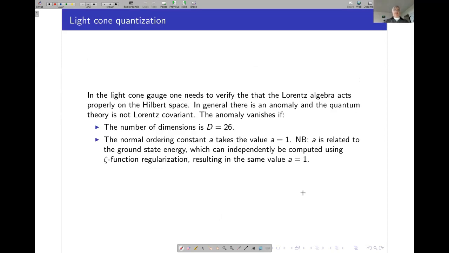Now, light cone quantization. So what one has to do in this quantization program is to verify that the Lorentz algebra acts properly on the Hilbert space. In general, we will see there's an anomaly, and the quantum theory would not be Lorentz covariant, but we will see explicitly that this anomaly vanishes if the dimension is exactly 26 and if the normal ordering constant is exactly a equals 1. And we will even give a second independent proof of a equals 1 by computing the shift in the ground state energy using the so-called zeta function regularization method.